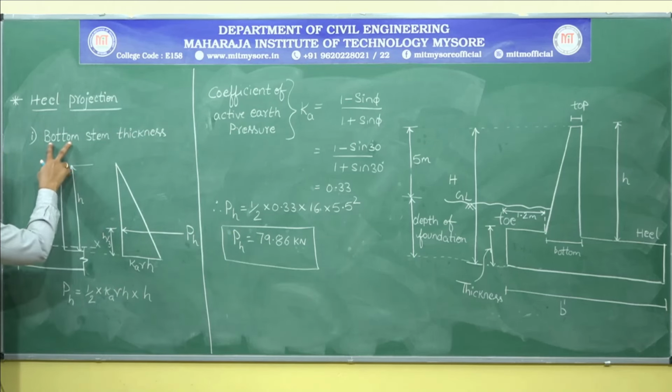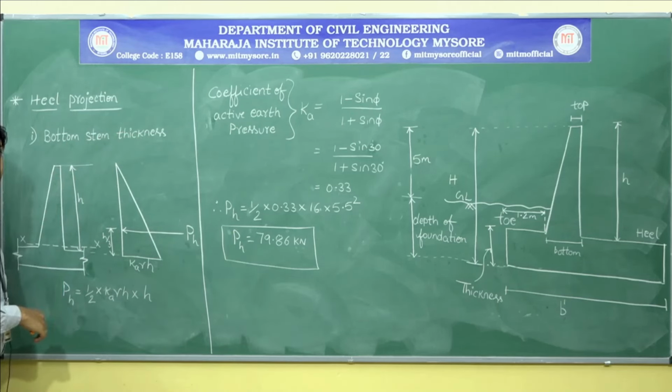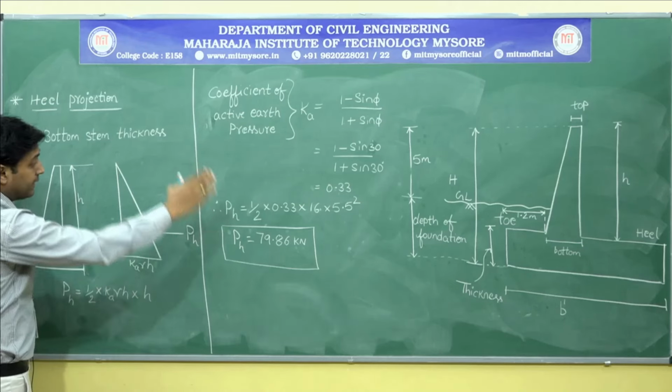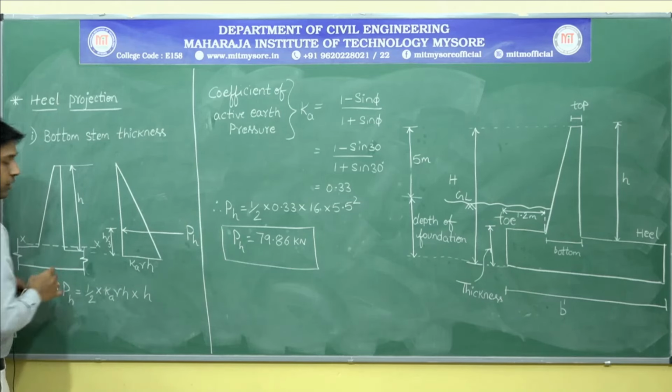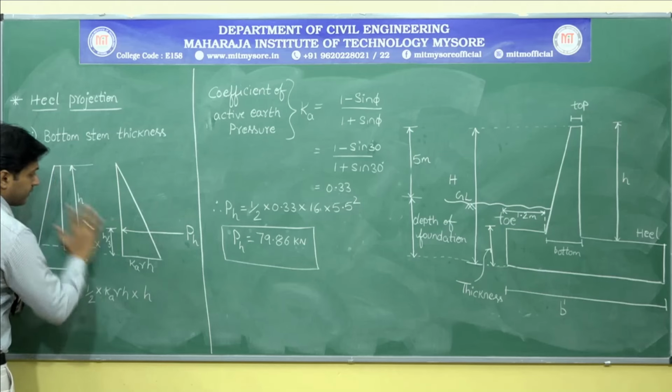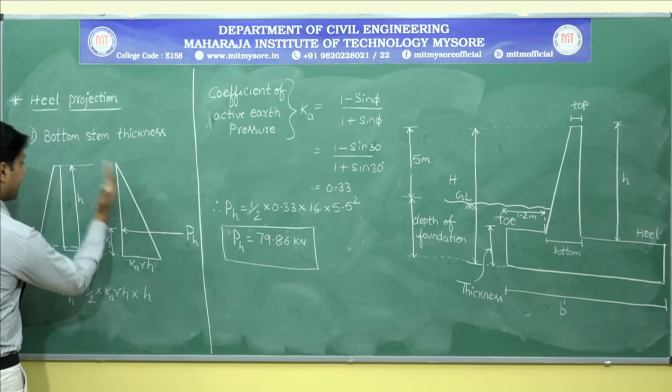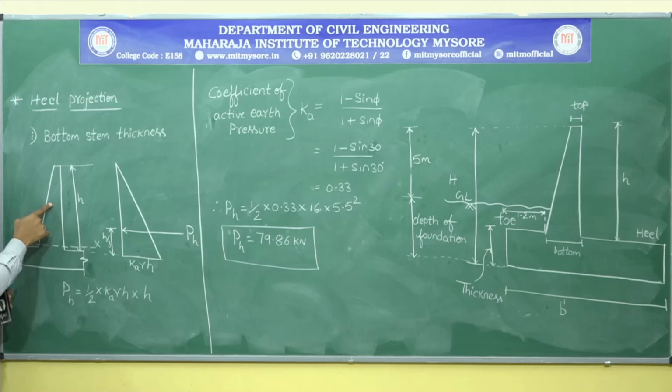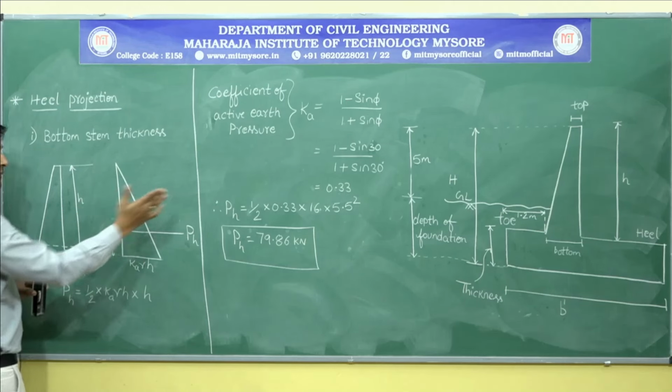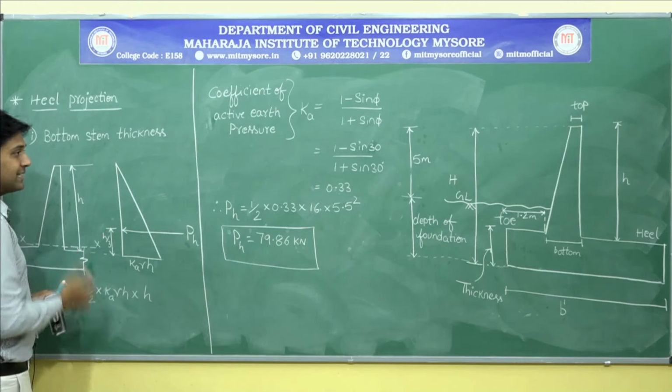Sir, you told that you are calculating the bottom stem thickness, so why are you calculating this pressure and all? Because you are retaining the soil, it means that the soil will be exerting pressure onto this particular stem. Where the stem is connected, the connection is made between the base slab and the stem. So this portion is very critical, and I can't assume it as it is. That's why I am doing the calculations like this. I have calculated the horizontal pressure that is coming on the stem.